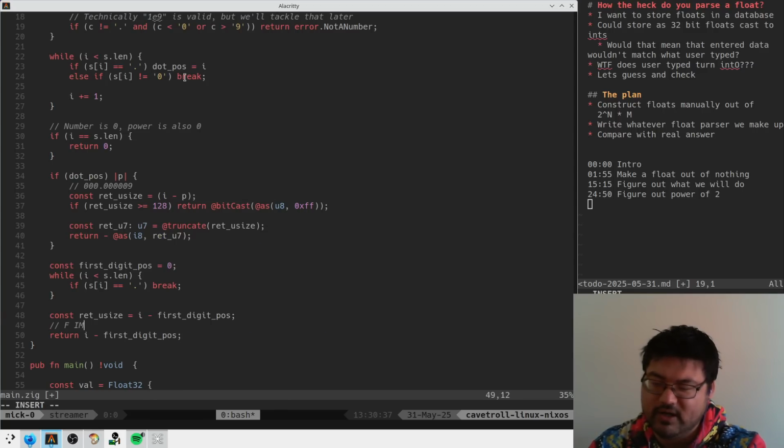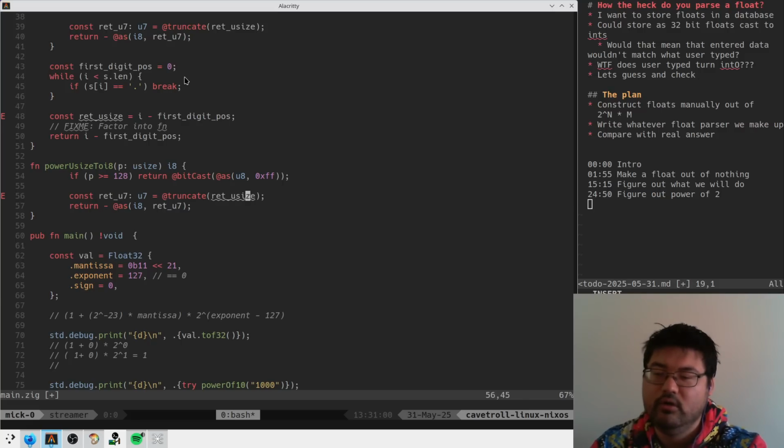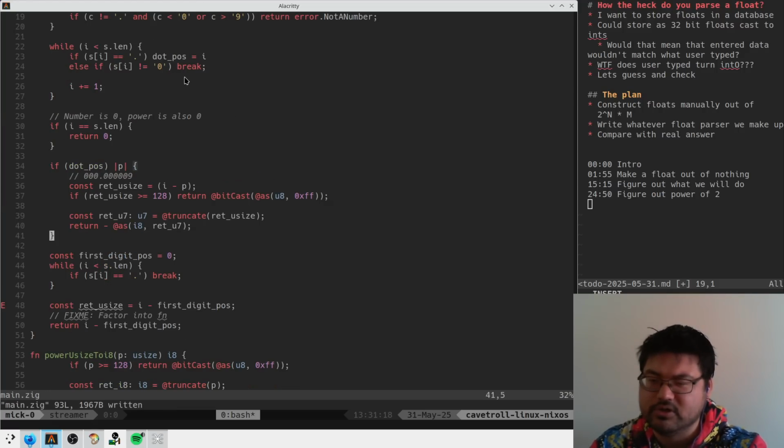And then we'll put a, like, fix me factor out. Whatever. But for now, I guess we should just do that, right? We should do, like, power U size to I8. Okay. So if P is greater than 1.28, I guess we can just go straight to I8 here. No, we can't, because the truncate is... Maybe we can. We'll see. I'm not sure if that works.